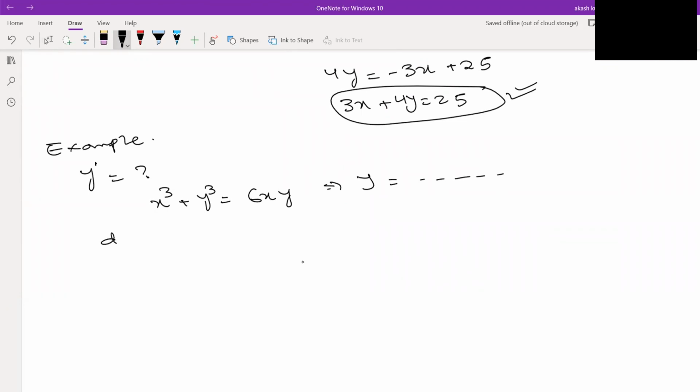So differentiating the right side and left side of the equation with respect to x: x cubed plus y cubed is equal to differentiating 6xy with respect to x. Is it clear to you so far? Yeah. Okay. The derivative of x cubed will be 3x squared, power first, and then taking 1 away from the power.